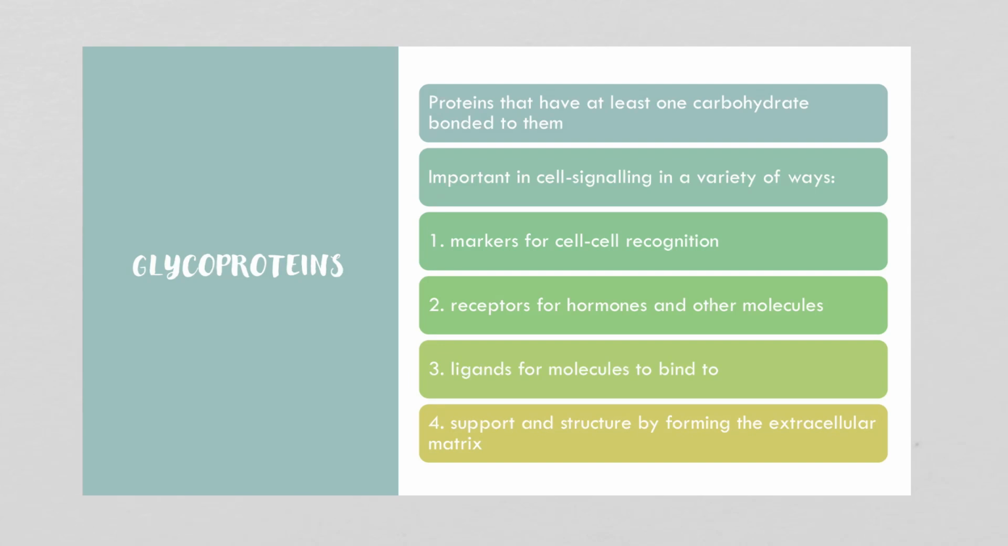Now, glycoproteins are proteins that have at least one carbohydrate bonded to them, and they're very important in cell signaling in a variety of different ways. First of all, they can be markers for cell-to-cell recognition. Secondly, they can be receptors for hormones and other molecules. Thirdly, they can be ligands for molecules to bind to. And fourthly, they can provide the support and structure by forming the extracellular matrix.